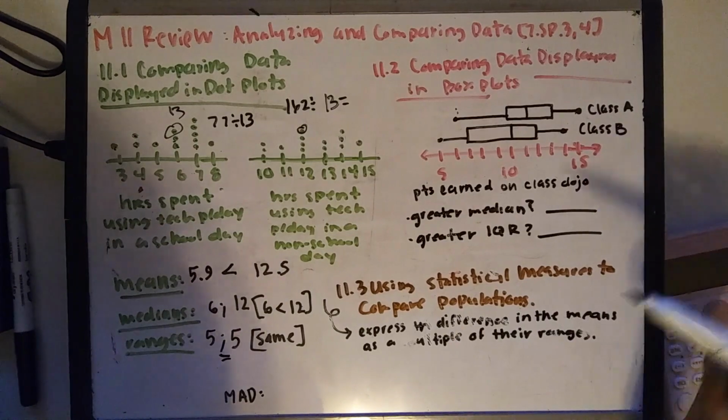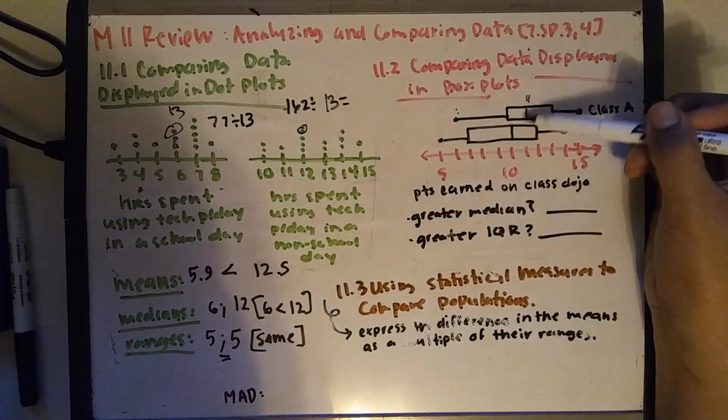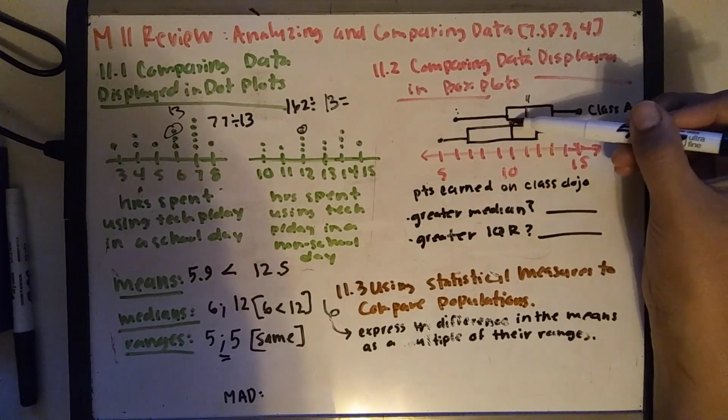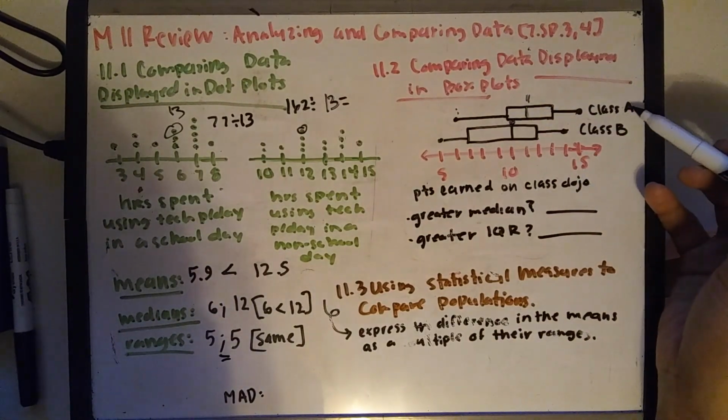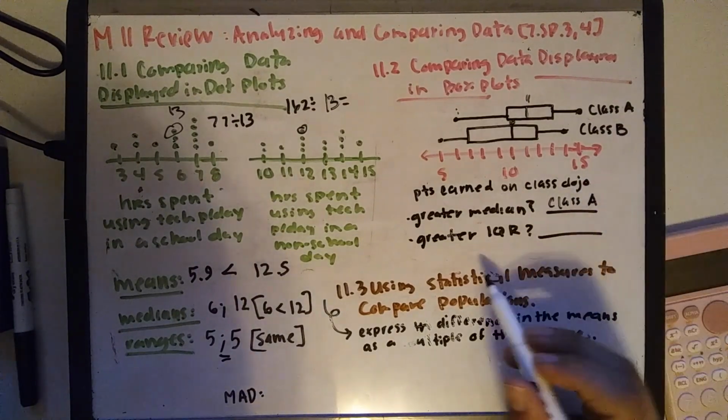Okay, so the median is this right here. In this case, that's 11. In this case, this is 10. So which one has the greater median? We're going to say class A, points earned on class B. And then the greater IQR.